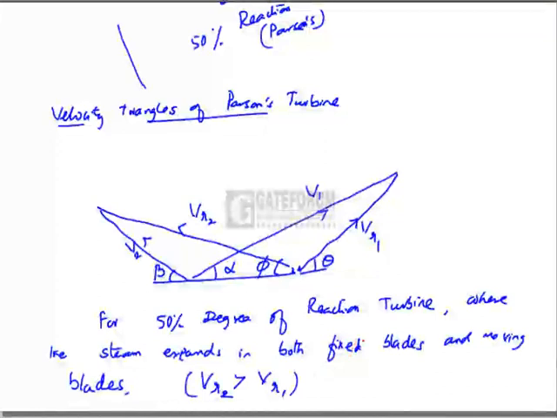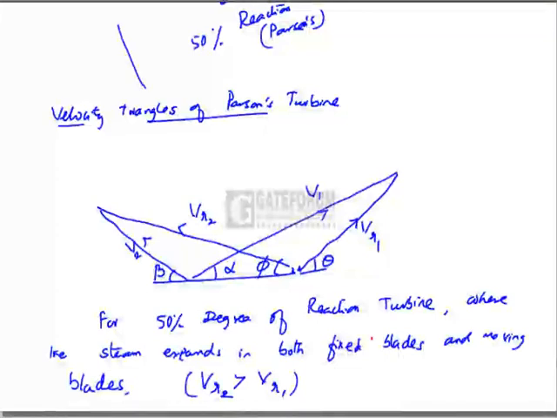The steam enters with less relative velocity into the moving blades. When the steam pressure drops across the moving blades, and when this enthalpy of the steam drops across the moving blades, relative velocity at exit will be more than the relative velocity at inlet. Hence, there is a reaction force acting on the moving blades of the turbine. That is the reason why this is called impulse reaction turbine.